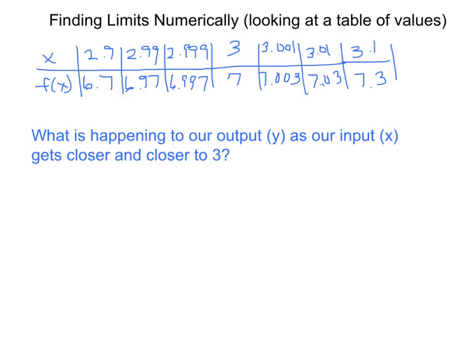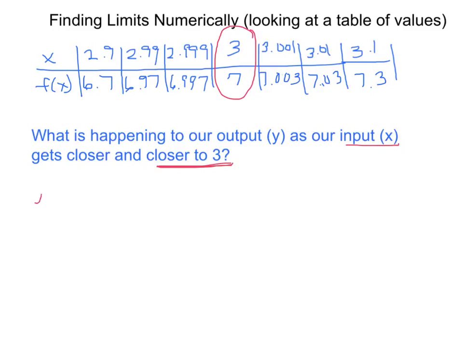So if we look at the table that I've got above, I want to know what's happening as I get closer and closer and closer to 3 for x. My input gets closer to 3. I notice in my table I actually have a numeric value for the function at 3. That's immaterial. It doesn't really matter what happens right at 3. What matters is what happens as I approach 3 from both the left-hand side and the right-hand side.